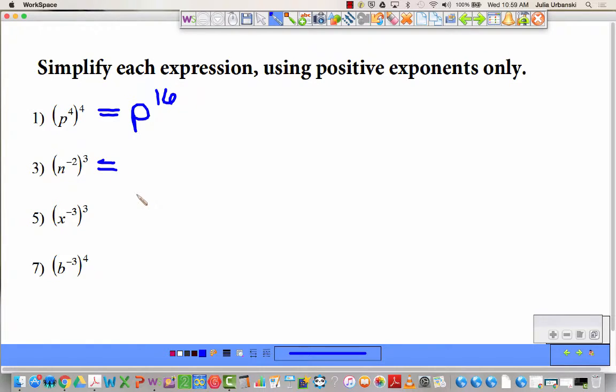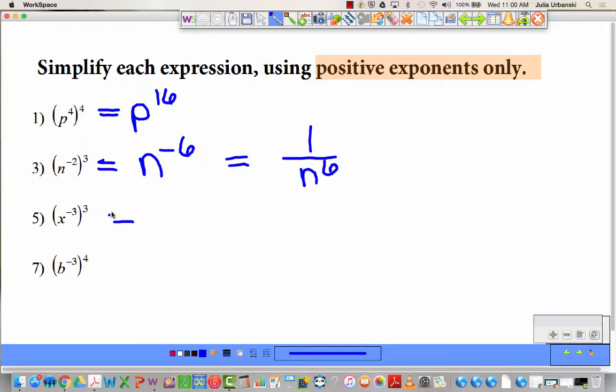N to the negative 2 to the 3. Everything's piled on top of that one n. So, good. That's right. The directions are specific. They say use positive exponents only. If the directions don't say that, you could leave it right like this. But when the directions say that, you have to turn it into a positive 6. You have to move that down here. And when there's nothing else on top, you fill it in with a 1.